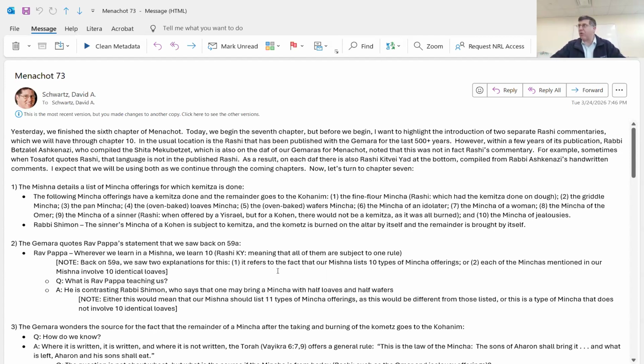It's called a fine flour mincha because it was never baked beforehand. Even though we often refer to minchas as a flour offering, in most cases the mincha was baked or fried before it was burned on the altar. So here, though, the kmitza was taken from a flour-based mixture. Now it had oil in it, so as a result, it was more doughy, and so that's why Rashi says that it was taken as a dough.